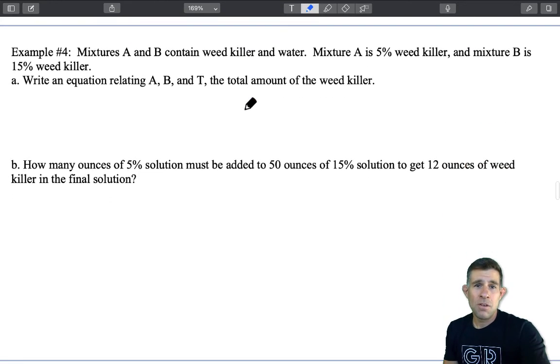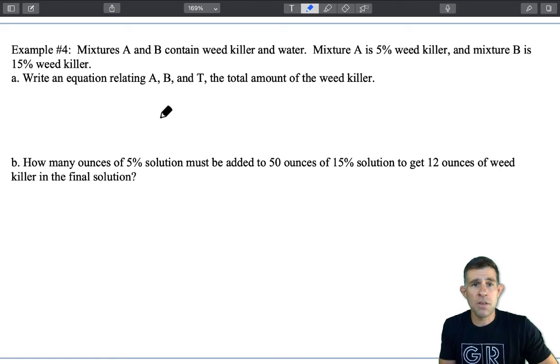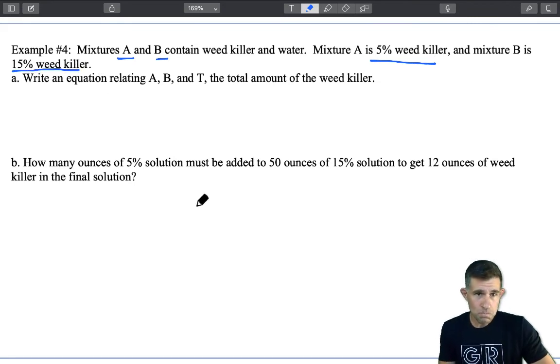All right, one more example. These linear combination problems can be a little bit tricky, but hopefully you're starting to see the pattern here. Mixtures A and B contain weed killer and water. Mixture A has 5% weed killer, mixture B has 15% weed killer. Let's write an equation relating A, B, and T, the total amount of weed killer, as we combine the two.